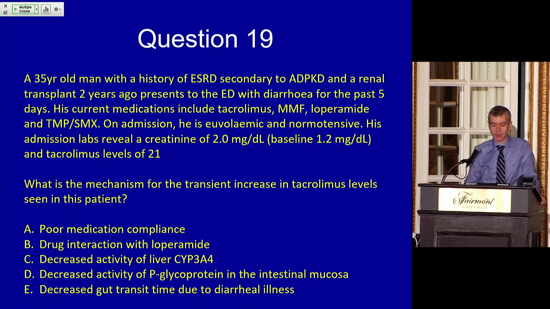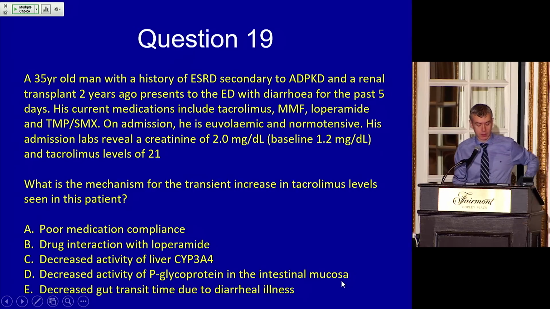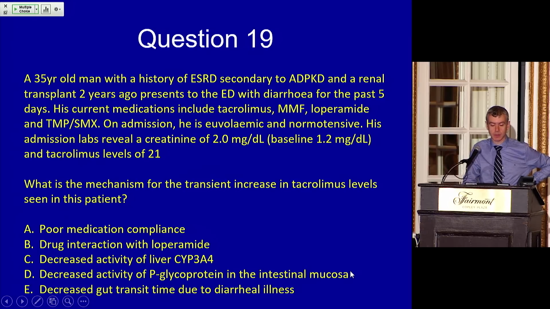What is the mechanism for the transient increase in tacrolimus levels seen in this patient? Is this poor medication compliance, drug interaction with loperamide, decreased activity of liver CYP3A4, decreased activity of P-glycoprotein in the intestinal mucosa, or decreased gut transit time due to the diarrheal illness?